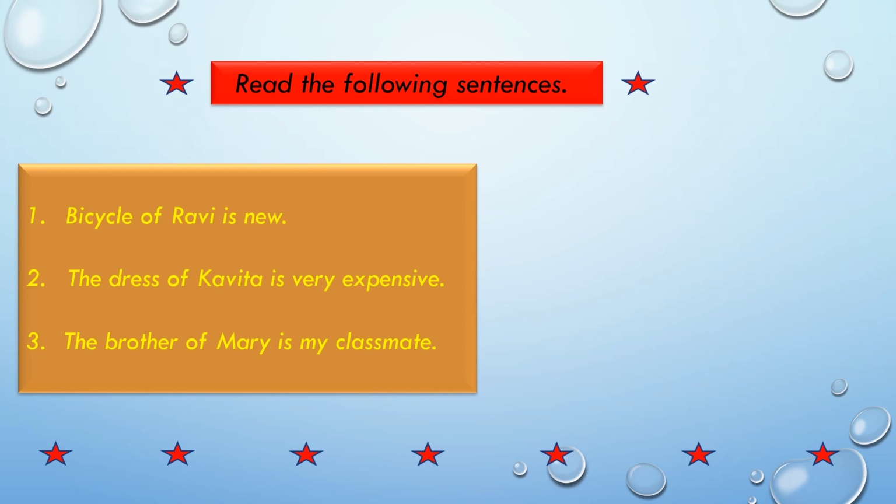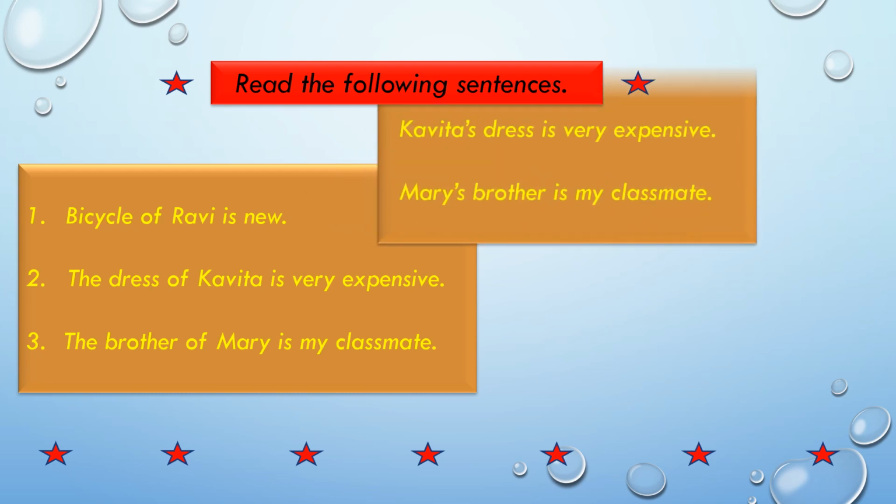Now see, children, read these following sentences. Bicycle of Ravi is new. The dress of Kavita is very expensive. The brother of Mary is my classmate. So children, these sentences can be written in one more way. Let's see.